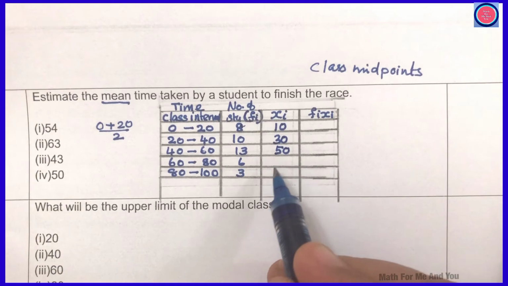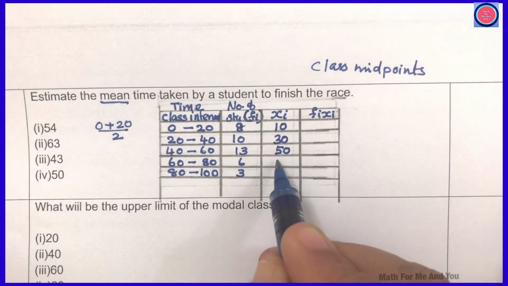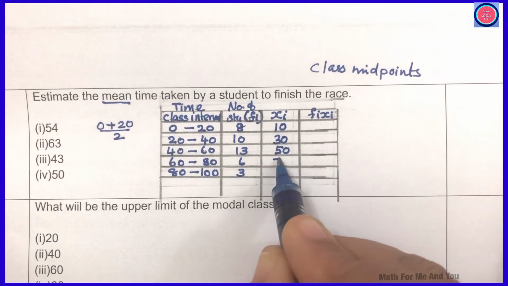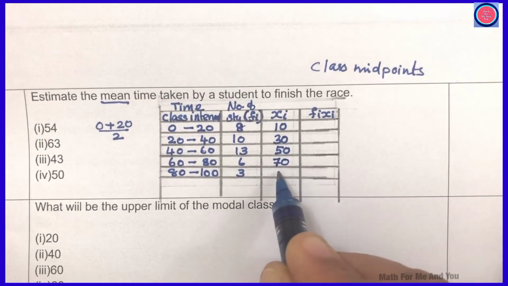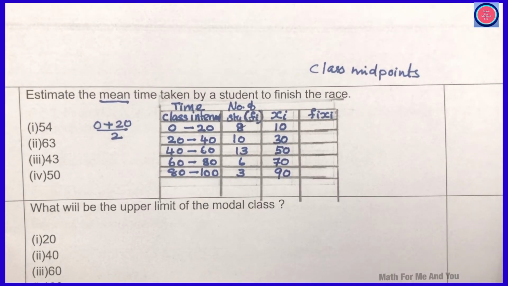How many more? 20 more. So the other numbers we can complete quickly. 50 plus 20. How much is it? 70. Every class now we get 20 more. 70 plus 20, 90. See, we have completed the class midpoints.